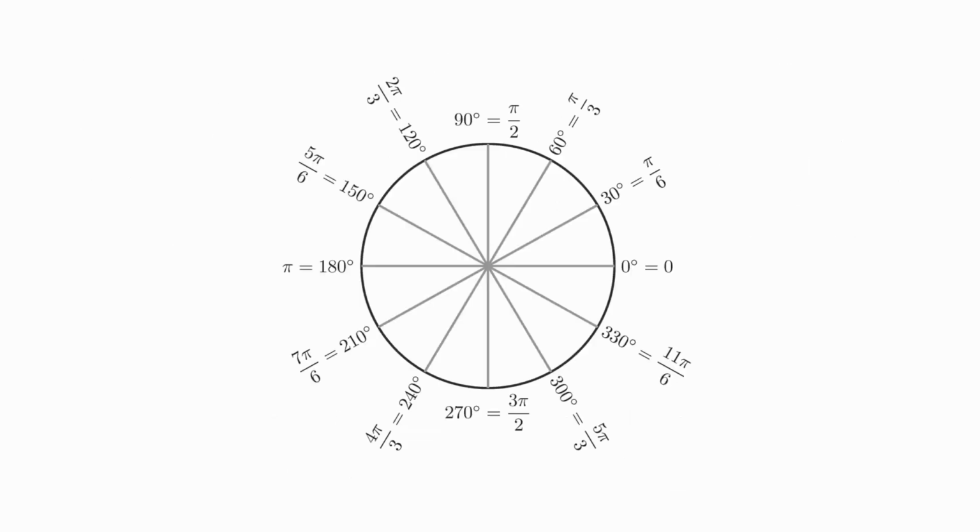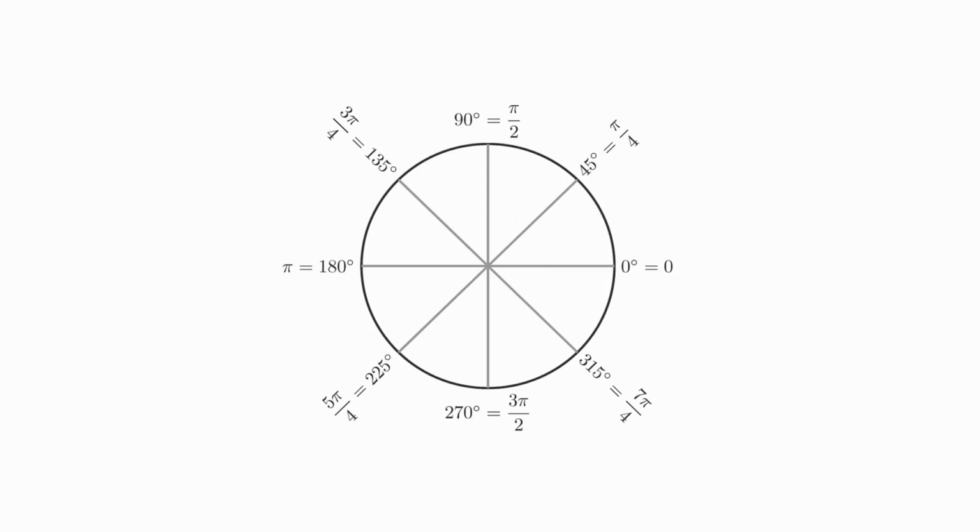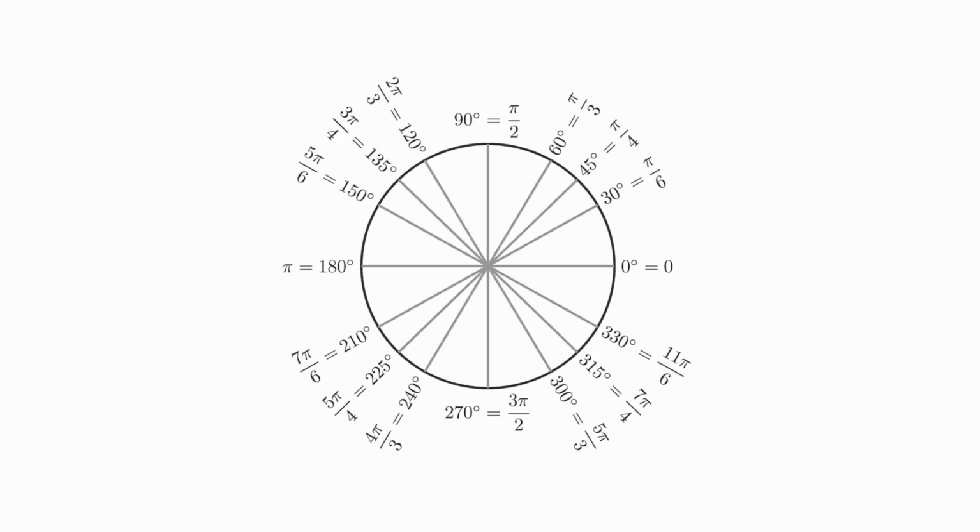If we start with the 30 degree, or pi over 6 angle, we can work our way around the circle to get these measurements. If we start with the 45 degree, or pi over 4 angle, we get these measurements. If we merge these into a single circle, we get this diagram. You will need to know your way around this circle. It will become increasingly important as the semester progresses.